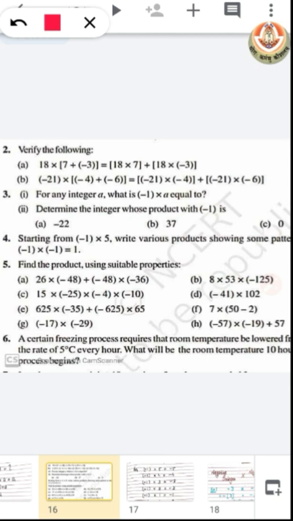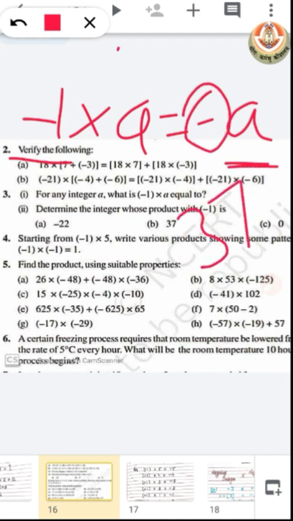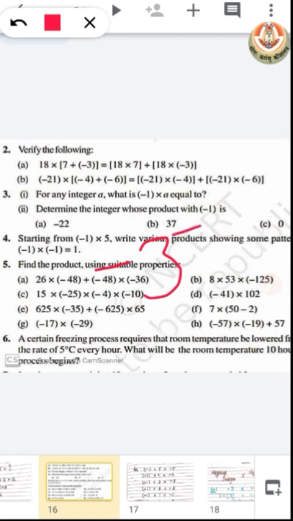With the product of minus 1 with any integer, we get minus of that integer. Here we have minus 1, but in the answer we have 37 only, not negative. That means that should be negative. So for 37 our answer is minus 37. For 0 it is 0. That means for part C it is 0.